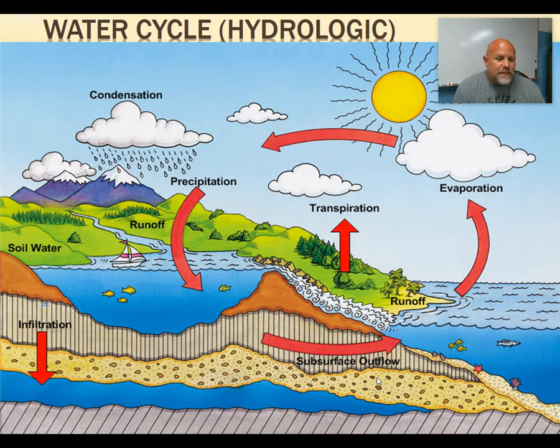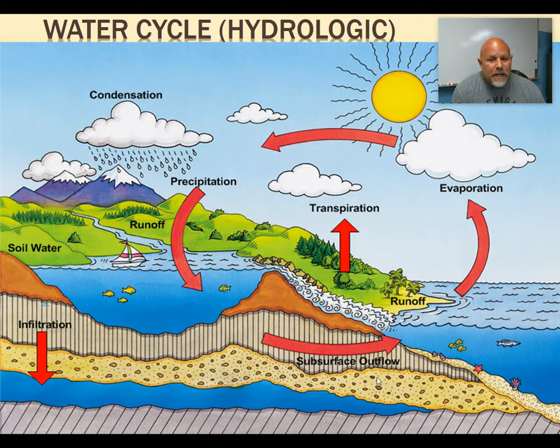Water is also released by organisms. One of the things we give off when we breathe is water vapor. It's a product of cell respiration and we give it off. Water in the air then condenses on dust particles and it forms clouds.